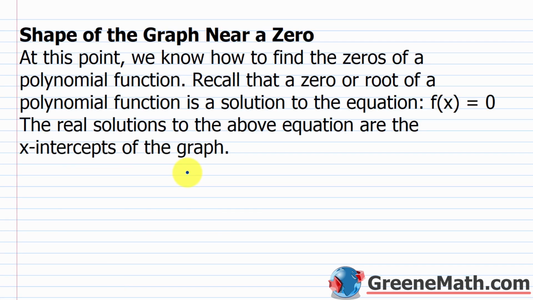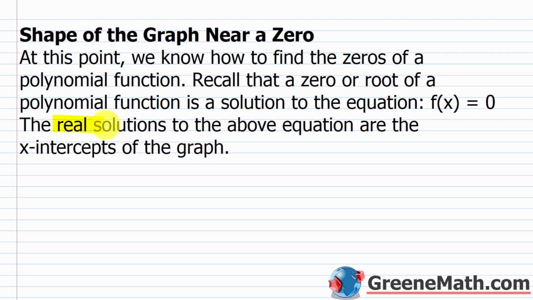Okay, now we want to talk about the shape of the graph near a 0. This is another piece of the puzzle if you're trying to sketch the graph of a polynomial function. At this point, we know how to find the zeros of a polynomial function. We spent a lot of time on that. Recall that a 0 or a root of a polynomial function is a solution to the equation f of x equals 0. In other words, you can replace f of x or your y with 0 and solve for x. And the real solutions to the above equation are the x-intercepts of the graph.